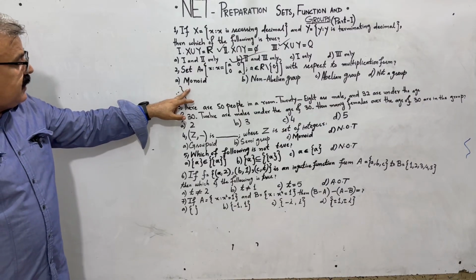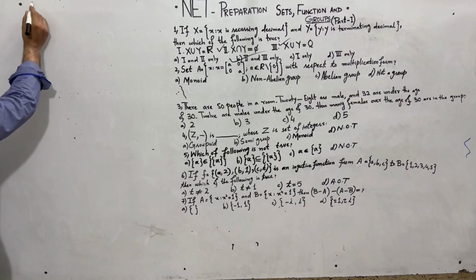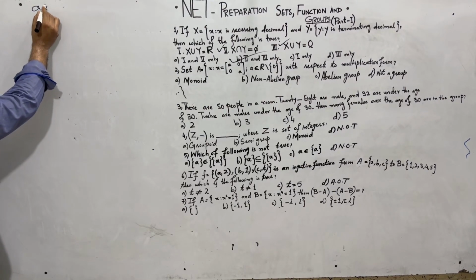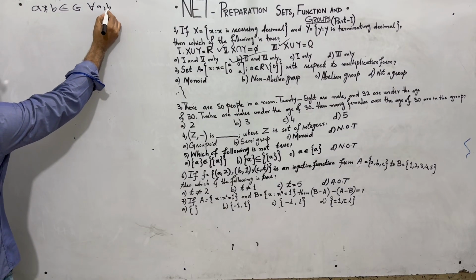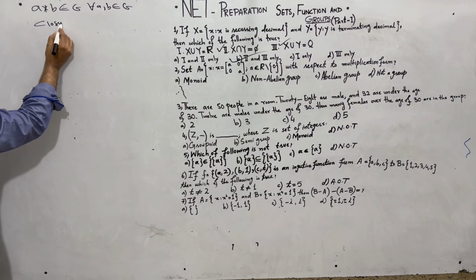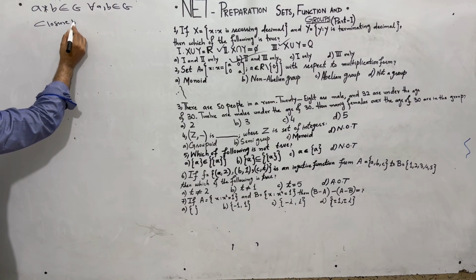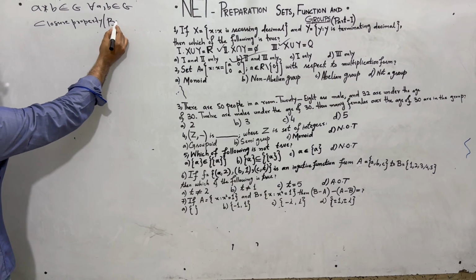Monoid means inverse is missing. Let me write the criteria for a group. A star B belongs to G for all A, B belonging to G. That is the definition of the closure property or binary operation.